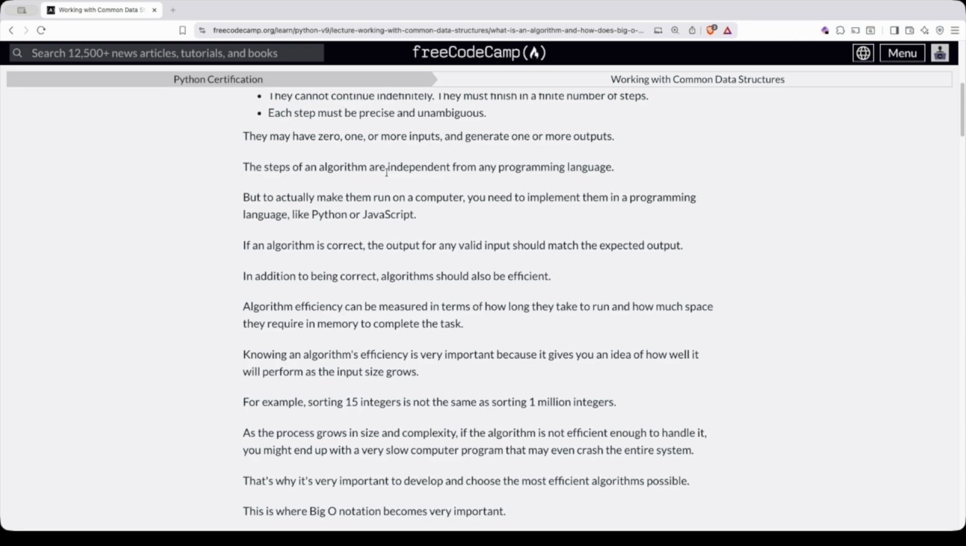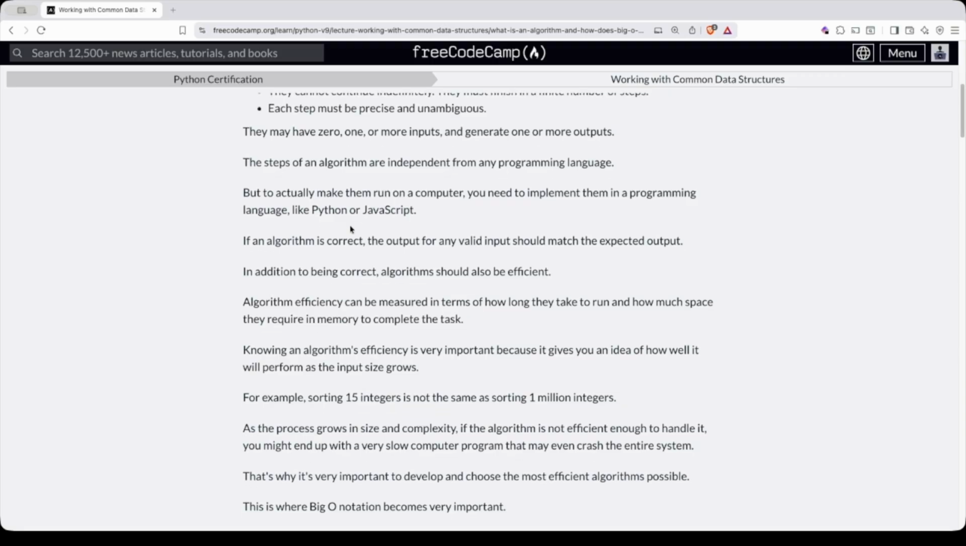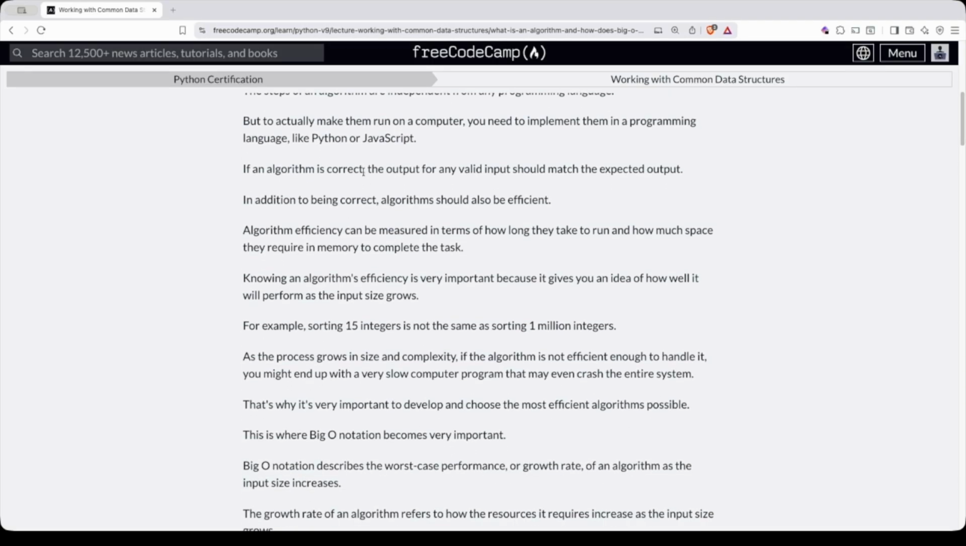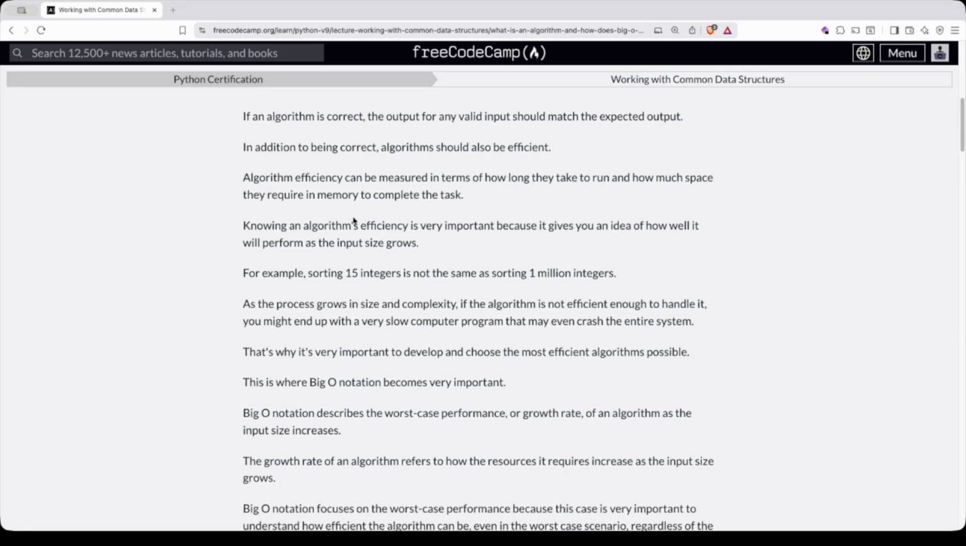They may have 0, 1, or more inputs and generate 1 or more outputs. The steps of an algorithm are independent from any programming language. But to actually make them run on a computer, you need to implement them in a programming language like Python or JavaScript. If an algorithm is correct, the output for any valid input should match the expected output. In addition to being correct, algorithms should also be efficient. Algorithm efficiency can be measured in terms of how long they take to run and how much space they require in memory to complete the task.